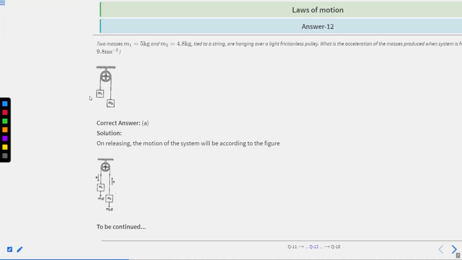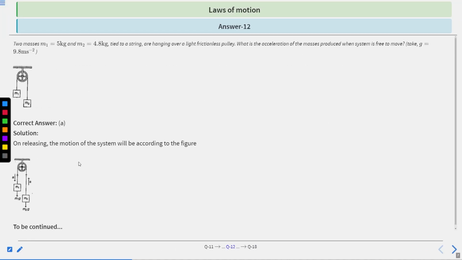Let's find a solution. So this is the given diagram. On releasing, the motion of the system will be according to the figure. Resolving all forces: M2g acting downward and acceleration acting upward for M2; similarly, M1g acting downward and acceleration acting downward for M1.